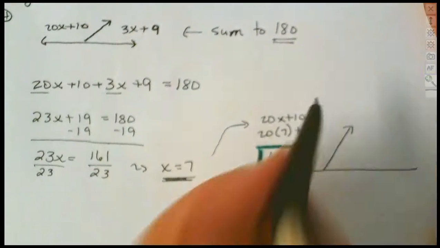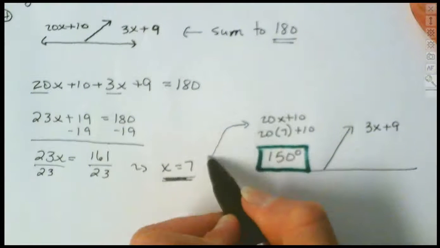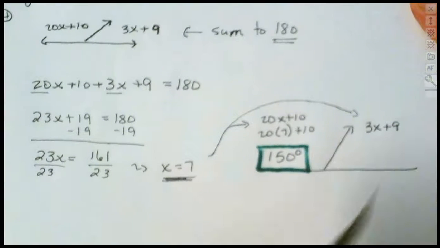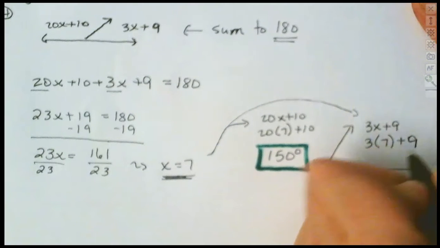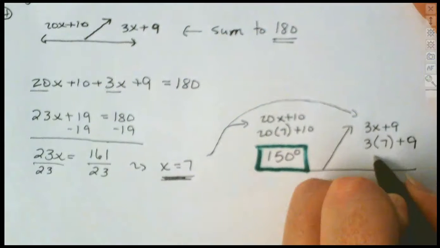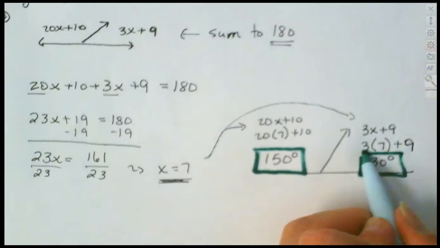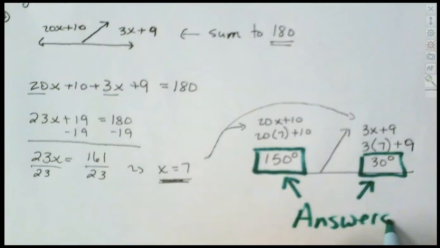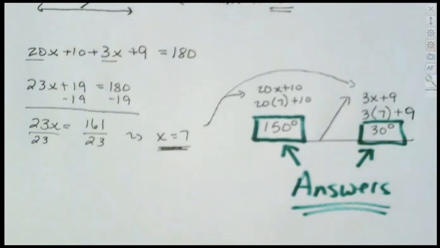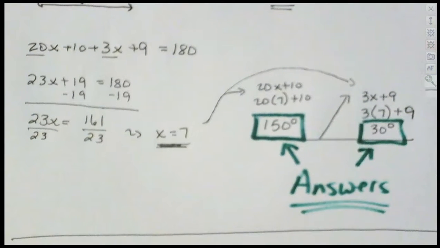What about the other one? The other one is 3x plus 9. We plug that 7 in. So that's going to be 3 times 7 plus 9. And that comes out to, I believe, 30 degrees. So these are the actual answers here. Not x, these are the answers. So you set up your equation, you solve it, you take that x and you plug it back in. You have to plug it back in to get the angles.